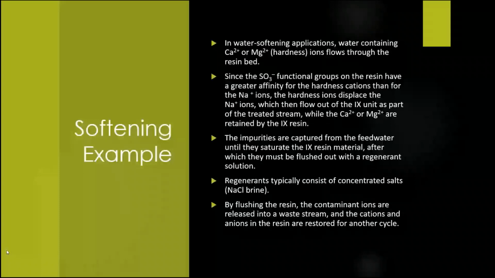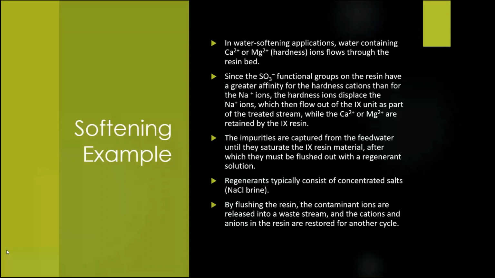The most well-known IX process is water softening. Here, the offending contaminants are calcium and magnesium minerals, which are positively charged ions. The resin used to remove them contains sulfonate, sulfur trioxide functional groups, which release the less attractive sodium ions it was attached to in favor of the calcium and magnesium ions, therefore removing them from the water.